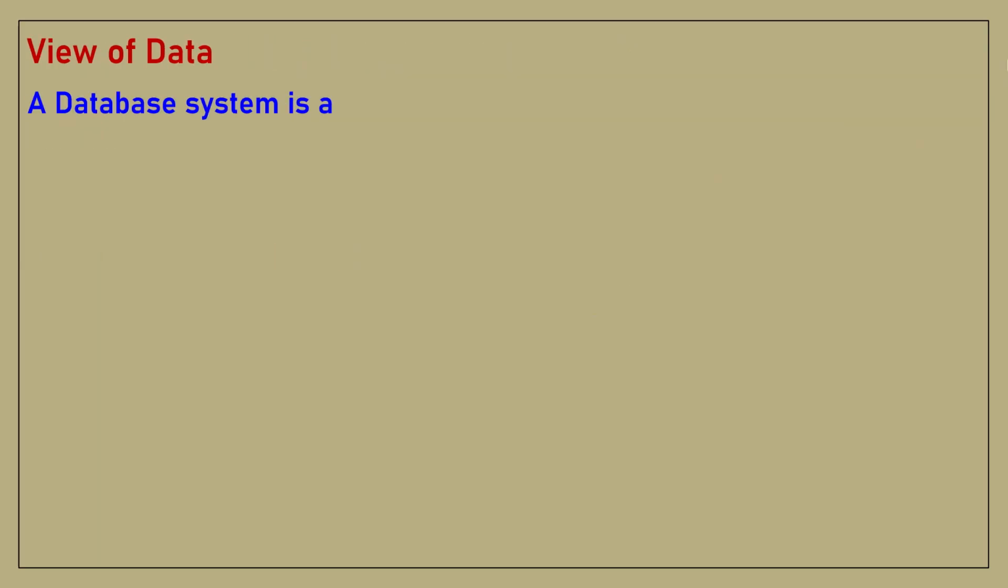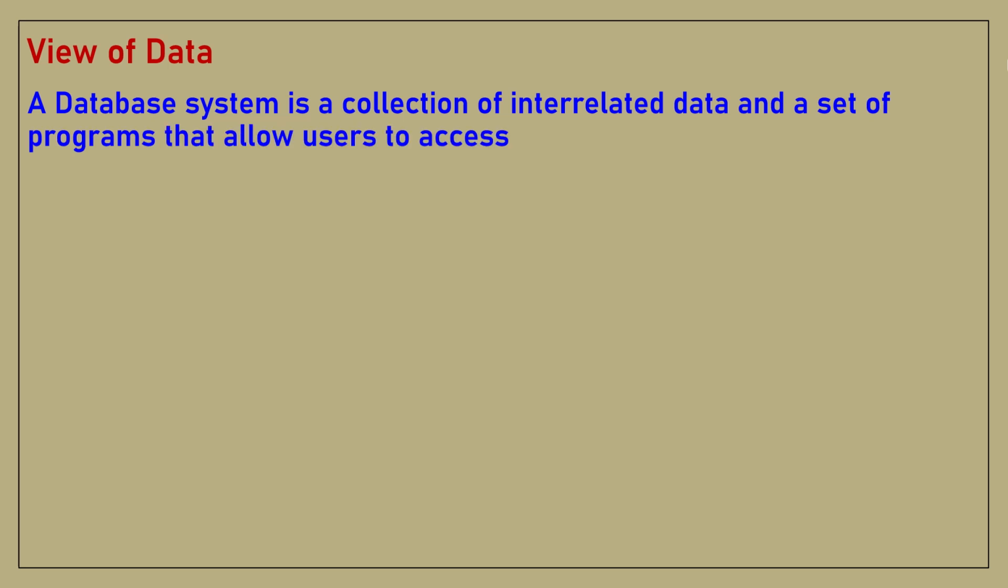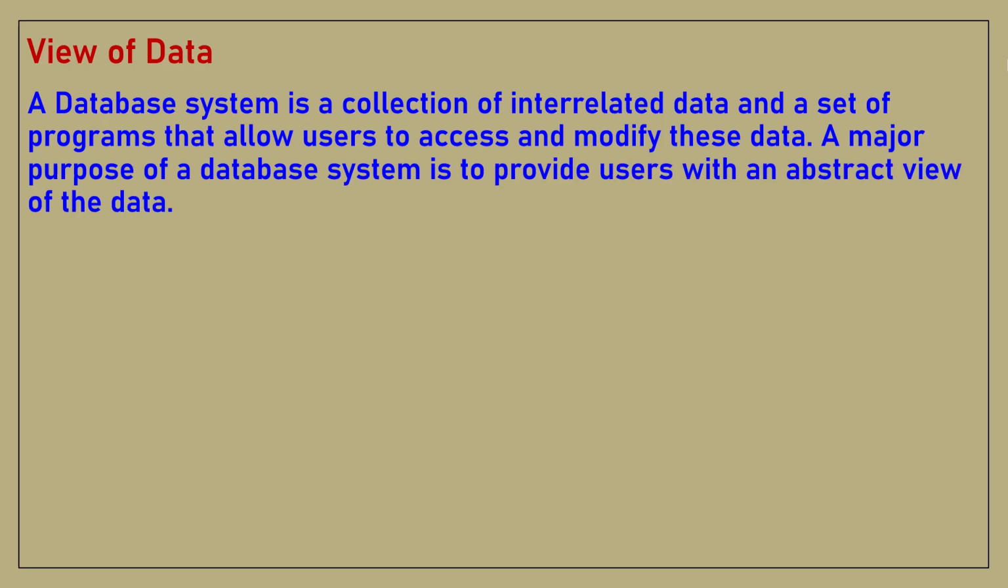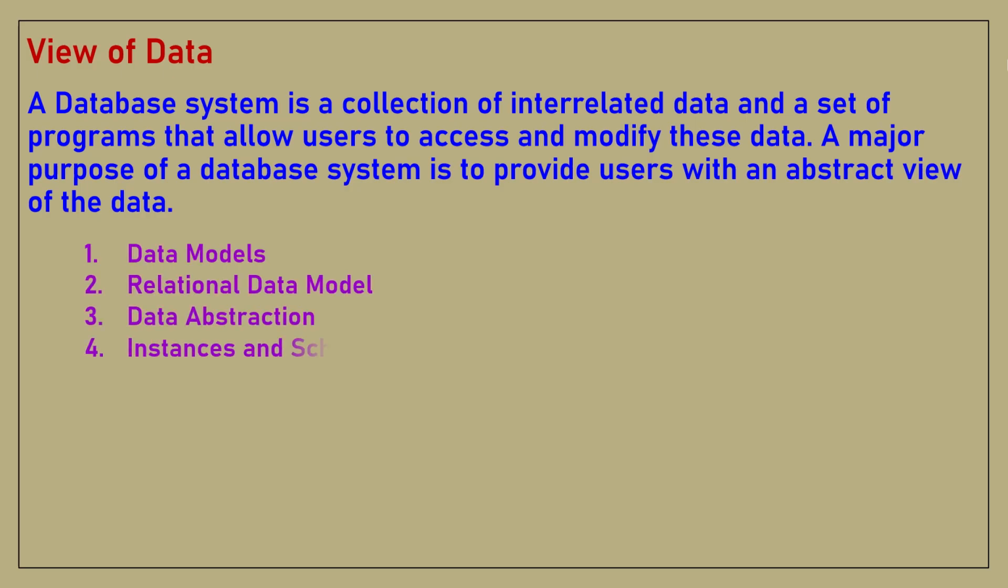View of data. A database system is a collection of interrelated data and a set of programs that allow users to access and modify these data. A major purpose of a database system is to provide users with an abstract view of the data. The following concepts of database management systems accomplish this task: data models, relational data model, data abstraction, and instances and schemas.